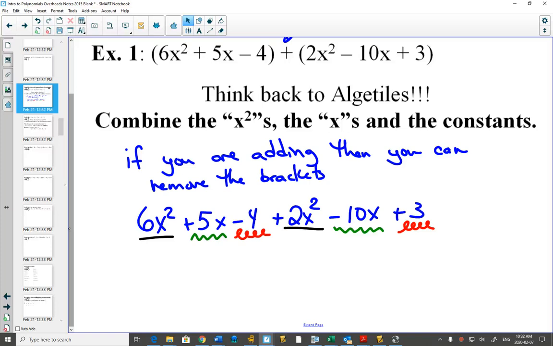I have 6 of these and 2 of these. What's 6 plus 2? It's 8. So you add the black ones together, you're going to get 8x squared. Next with your green ones. I have plus 5. And with the green ones, if you think about your number line, you've got plus 5 and you're subtracting 10. You're going to end up on your number line at negative 5.